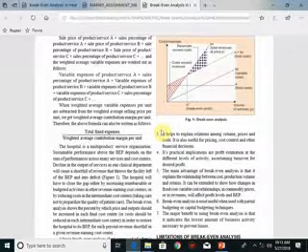We will draw this graphical representation of CVP analysis. Now, the vertical axis, what does it represent? Cost or revenue, while the horizontal axis represents volume.